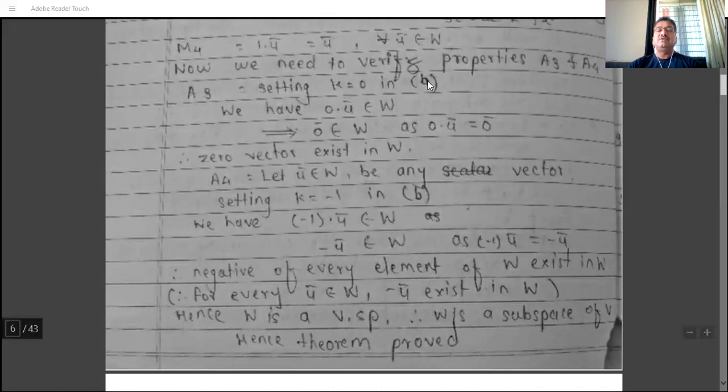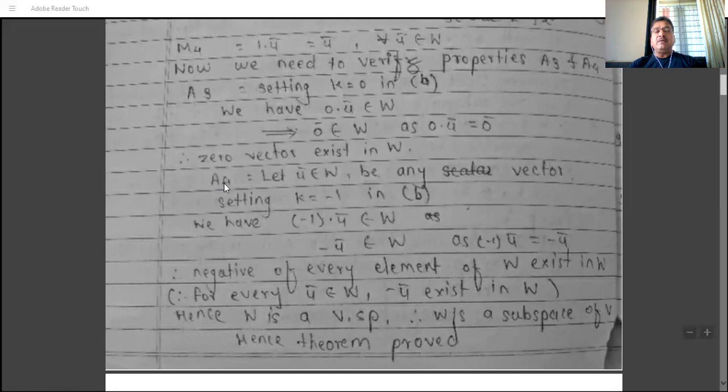If you take K equal to 0 in our assumption B, then we have 0 into U bar belongs to W. And 0 into U bar is 0 bar by using properties of a vector space. So 0 bar belongs to W. That is, the 0 vector exists in W, and this is property number A3: the 0 vector must exist in the vector space W. By taking K equal to 0, we have this from property B.